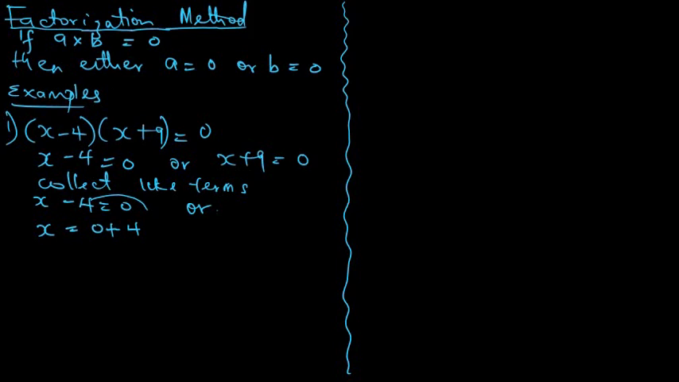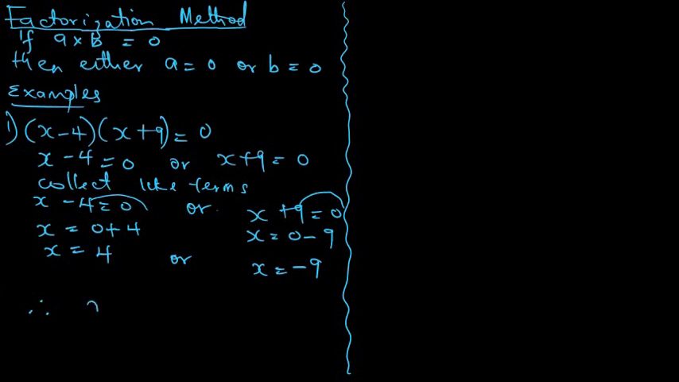Now I'll move to the right hand side, x plus 9 equals 0. x equals 0, and when plus 9 crosses the equation sign, it becomes minus 9. Let's go back to the left hand side. x equals 0 plus 4 becomes 4, or x equals 0 minus 9 becomes minus 9. So therefore, our answer is x equals 4 or minus 9.